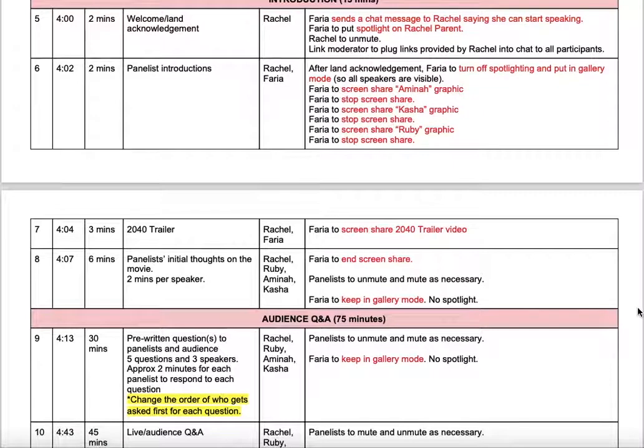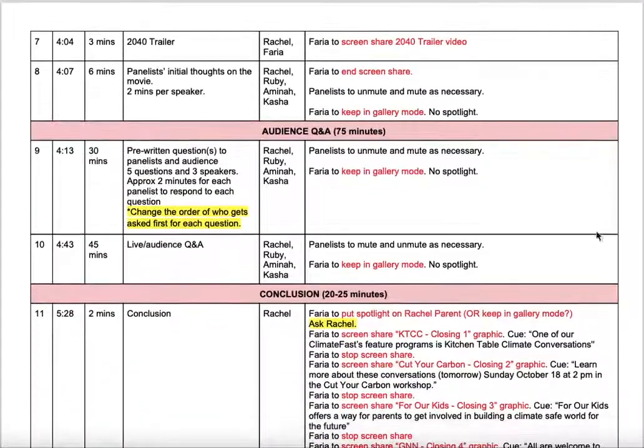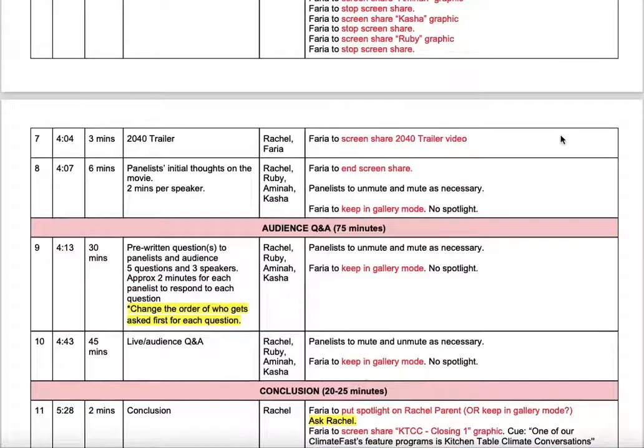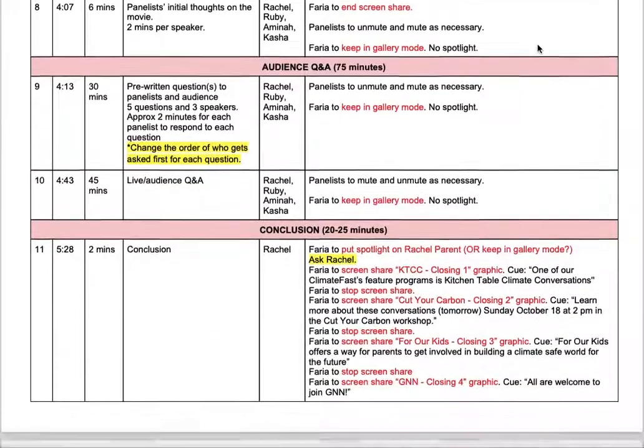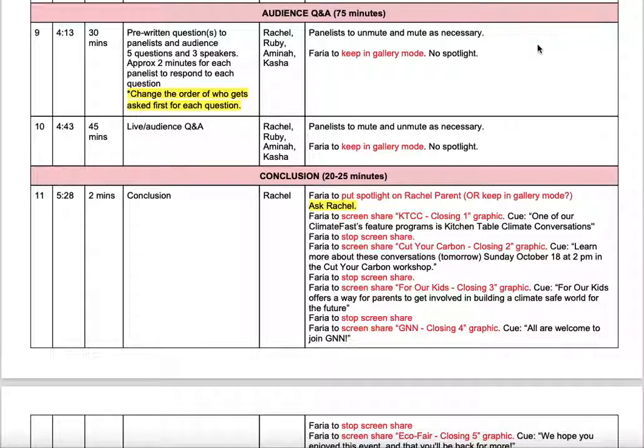So as you can see here, there was one instance where we were showing a video trailer. So I put in that I had to screen share it. And then we put in specifically to keep in gallery mode when we want people to see everyone. If we want to highlight one specific speaker, we will put a spotlight on them. And so that is how you make sure the audience is seeing what you want.